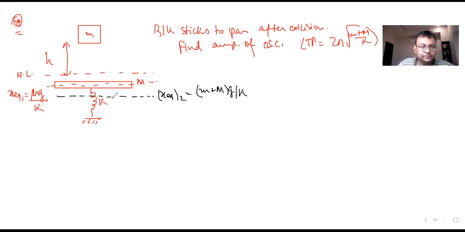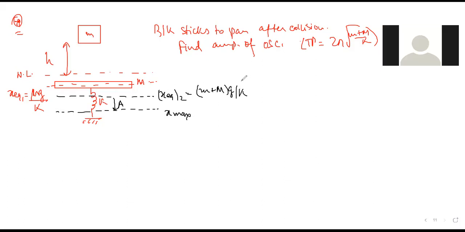ठीक है, तो यहाँ से फर्दर वो कितना जा रहा है, that will be the amplitude. This is the amplitude. देखो ये समझ में आ रहा है? Yes sir. How do I solve this then? How much is the amplitude? That's the question.